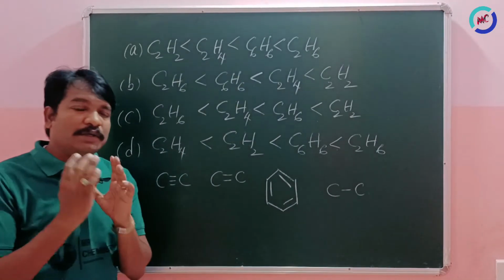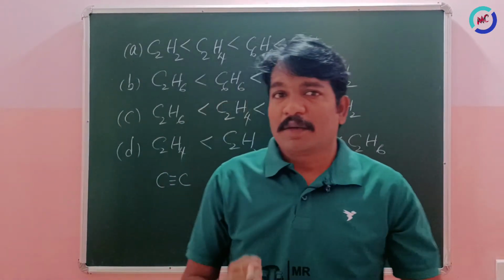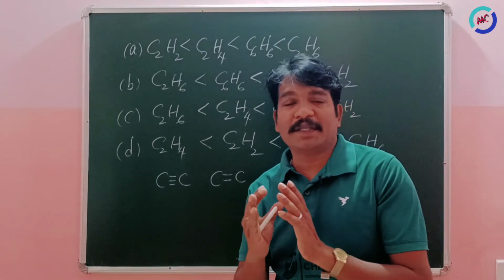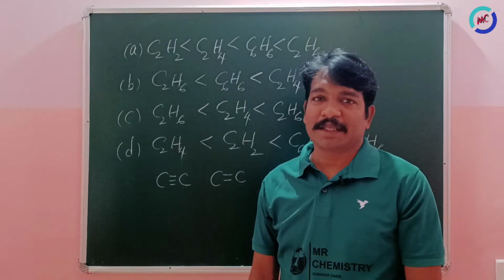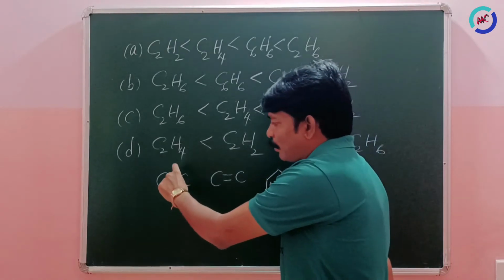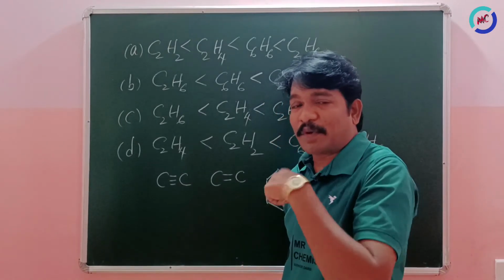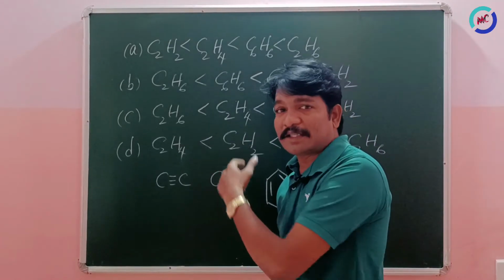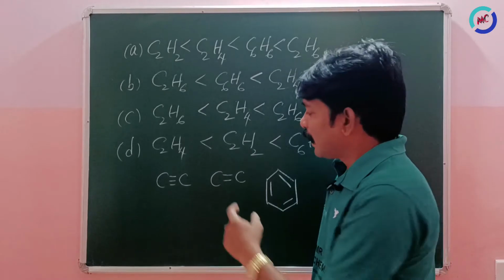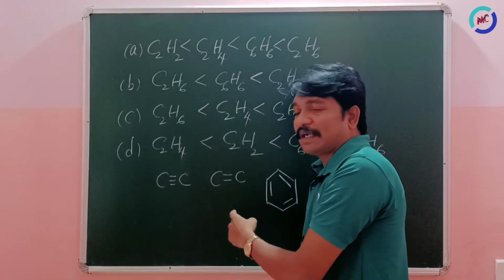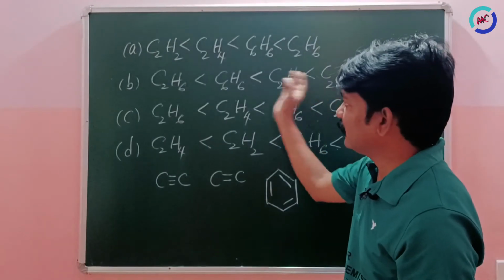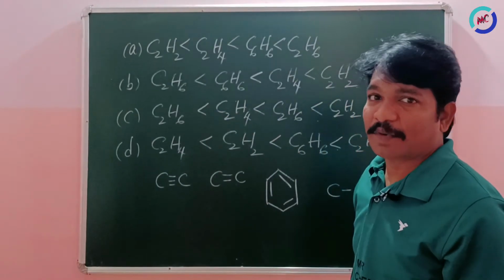Here you have to learn one important point. The more the number of bonds, the less will be the bond length. Reason: if the number of bonds increases, its bond order will increase, its stability will increase, and its bond length will decrease. Number of bonds and bond length are reciprocal to each other. Based on that point, we can write the correct order for bond length.